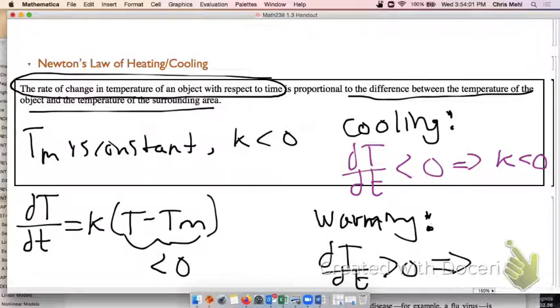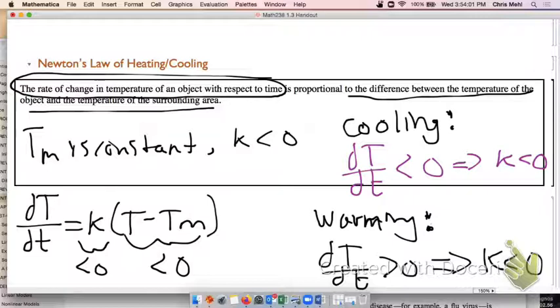If you're warming, that means the temperature of the medium is greater than the temperature of the object. And if that's less than 0 and you're multiplying by k to get a positive quantity, again, k must be less than 0 as well. So there's Newton's law of cooling again.